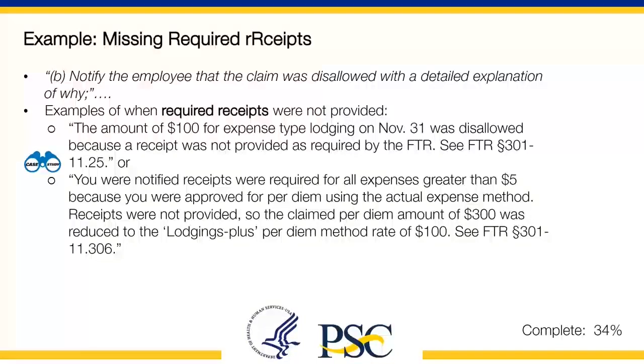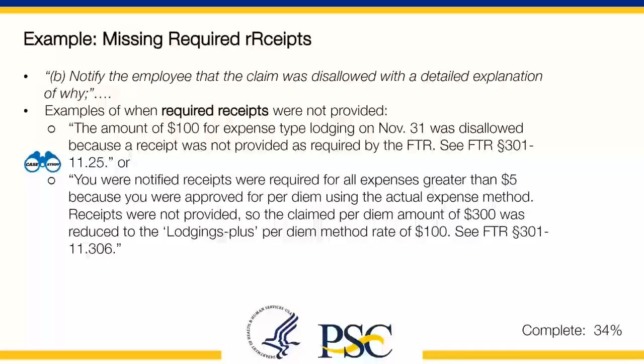Examples of when required receipts were not provided. The amount of $100 for expense type lodging on November 31 was disallowed because a receipt was not provided as required by the FTR. CFTR Section 301-11.25. Or, you were notified receipts were required for all expenses greater than $5 because you were approved for per diem using the actual expense method. Receipts were not provided, so the claimed per diem amount of $300 was reduced to the lodgings plus per diem method rate of $100. CFTR Section 301-11.306.